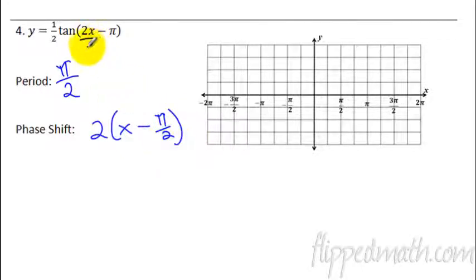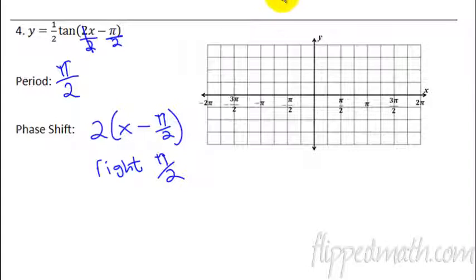So let me show you how to do that again. Divide by 2 and divide by 2. It's like I make a fraction. So now the 2's in front, this becomes x, and this becomes pi over 2. So that means it's shifting right. How far? It's shifting right pi over 2.